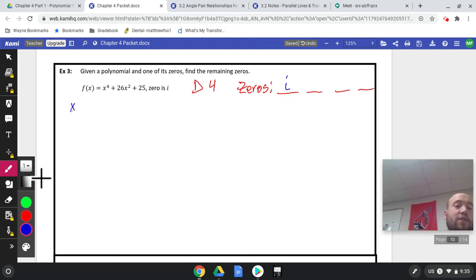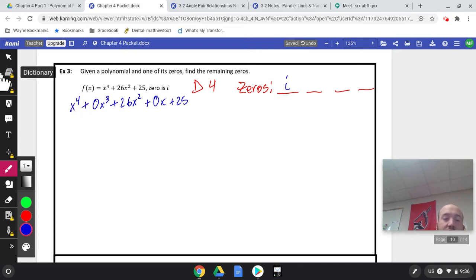x to the fourth. Another way to write this would be x to the fourth plus 0x to the third. We have to have a placeholder. Plus 26x squared plus 0x plus 25. I have to add those two zeros because in standard form, when we're doing synthetic division, we need every place represented. So x to the fourth, x to the third, x to the second, x, and constant.